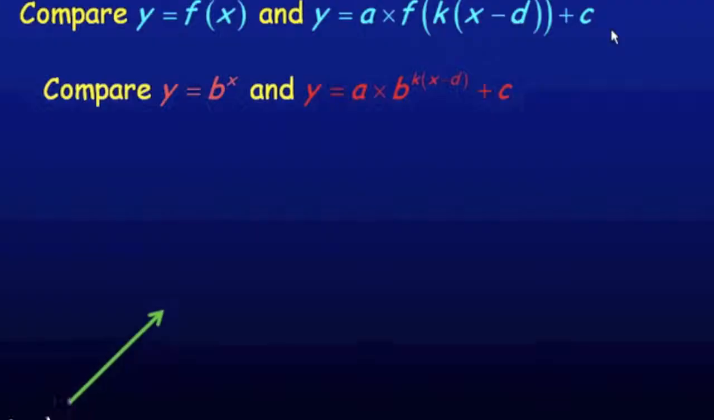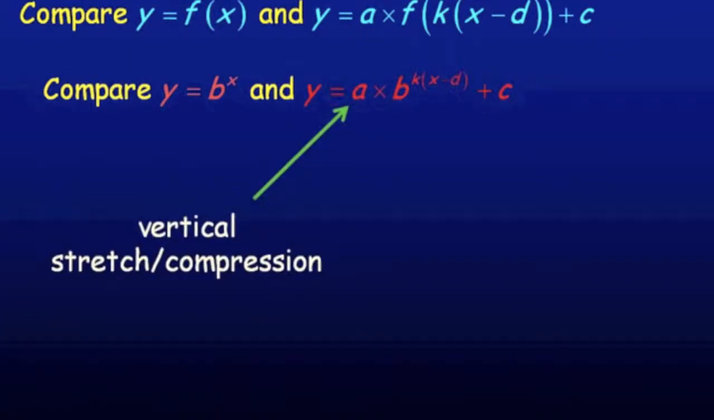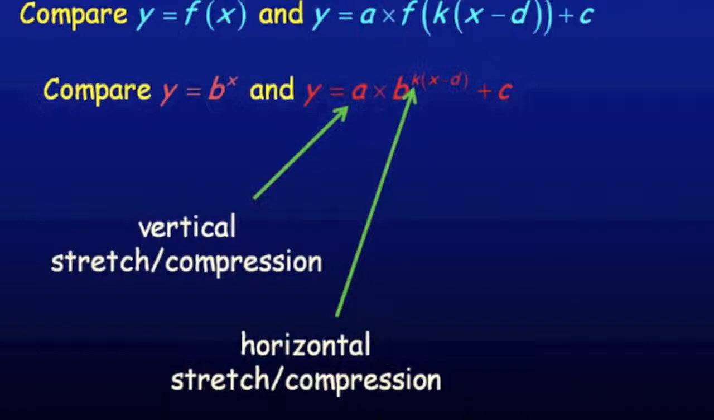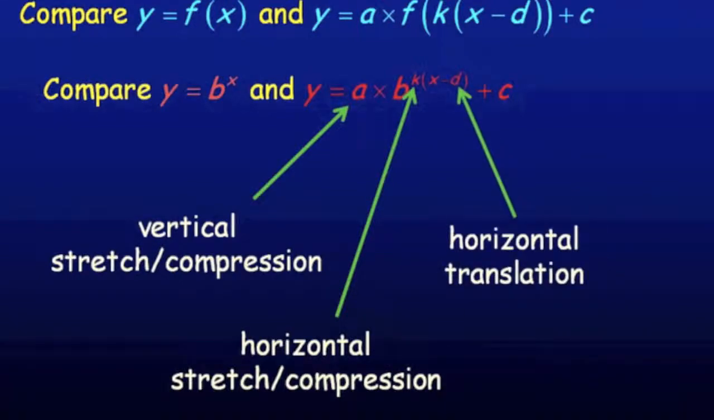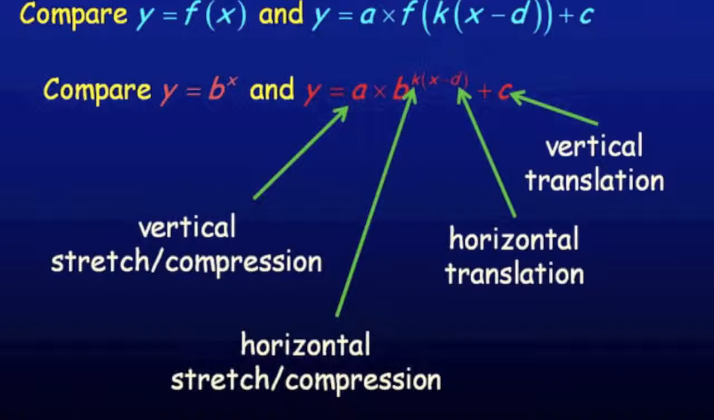And so the same thing is true with exponential functions. The a that's multiplied by the b to the x is the vertical stretch or compression depending upon the size of a. The k is multiplied by x, so it's a horizontal stretch or compression depending upon the size of the k. The d is a horizontal translation depending upon the size of d, whether it's positive or negative. And the c is a vertical translation. And so it's the same transformations as in previous studies.